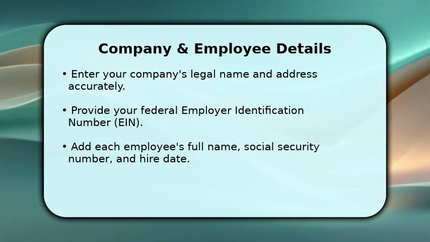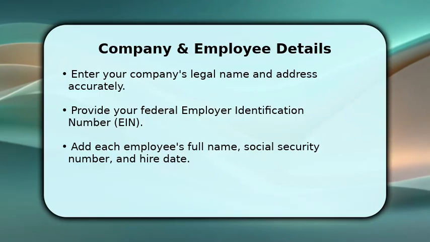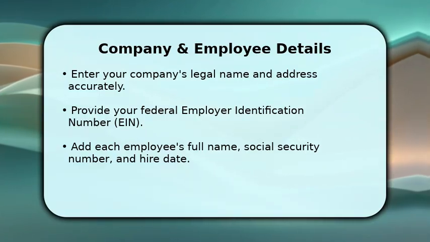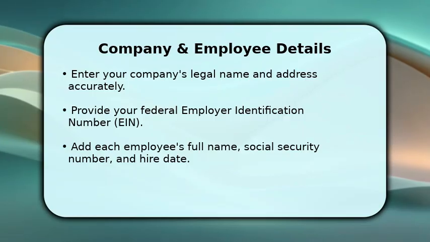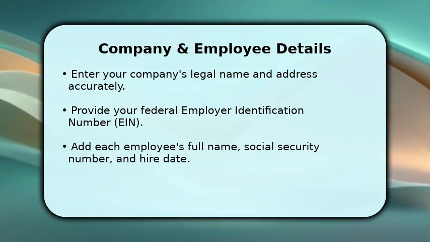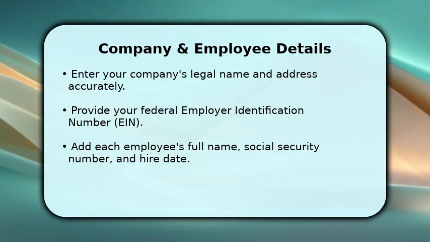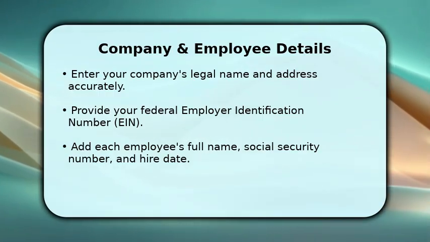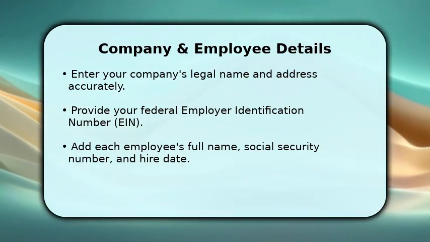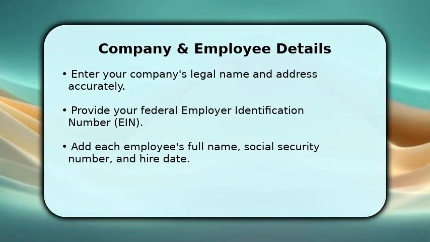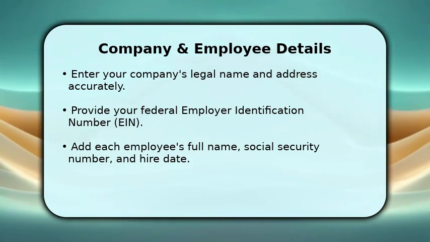Now, let's dive deeper into the specifics. Accurately input your company's legal name and physical address. You'll also need to provide your 9-digit federal employer identification number. For each employee, enter their full name, social security number, and their original hire date. Don't forget to specify their pay frequency, whether it's weekly, bi-weekly, or monthly, to ensure timely payments. This detailed information forms the backbone of your payroll system.